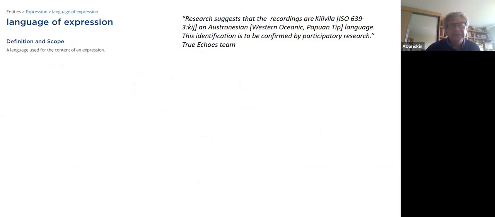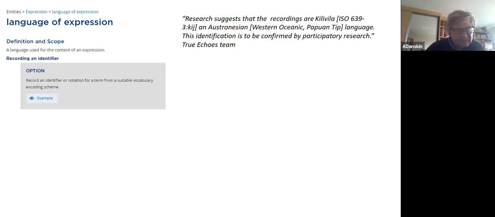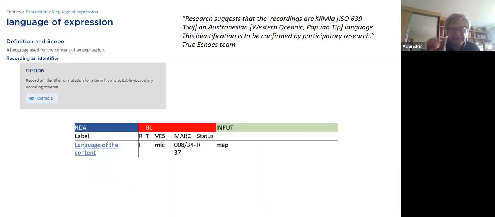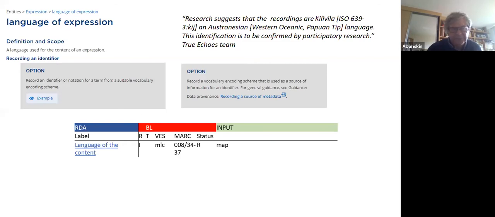Language of expression. So we have some research telling us about the language. RDA tells us to record a notation or term from a suitable vocabulary, and that's what we're going to do. We can record it in the 008 field, of course, but within the MARC language codes there isn't a specific code for the language that we think this belongs to. So we're going to record a generic group code, which is map.